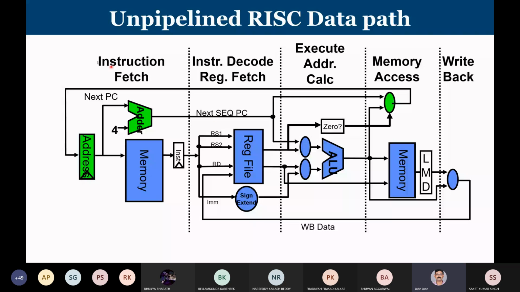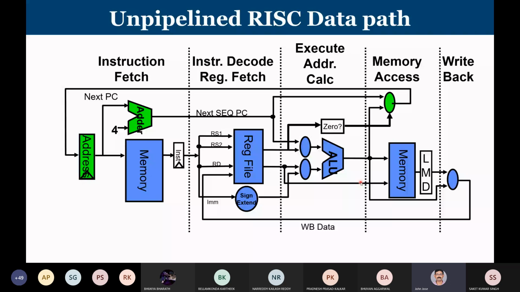So wherever you see this dotted arrow, based on this dotted arrow, I can divide this entire circuit into 5 independent but connected sub-circuits. So the first subcomponent, we call it instruction fetch. The second subcomponent will take care of instruction decode and register fetch. Third is called execute or address calculation. Fourth is accessing memory. And the fifth is going to be write back.